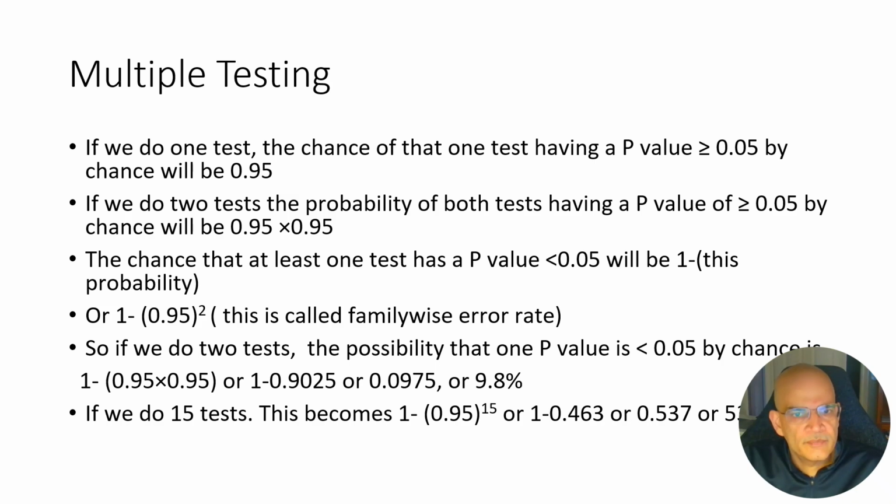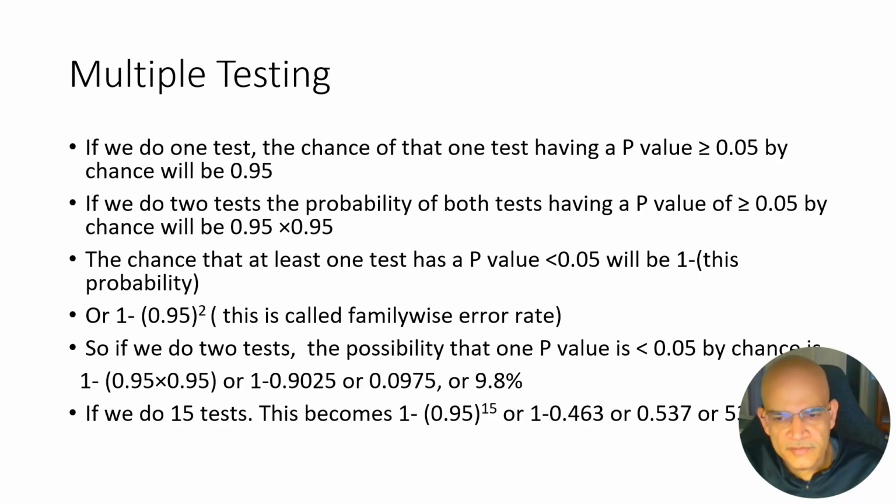And there is math behind it. If you do one test, the chance of the test having a p-value of more than 0.05 by chance will be 0.95. And then if you do two tests, the probability of both the tests having a p-value of more than 0.05 by chance will be 0.95 squared. The chance that at least one test has a p-value of less than 0.05 will be 1 minus this probability, so that is 1 minus 0.95 squared, and that is called the family-wise error rate. So this is how you come up with that number of 9.8%.